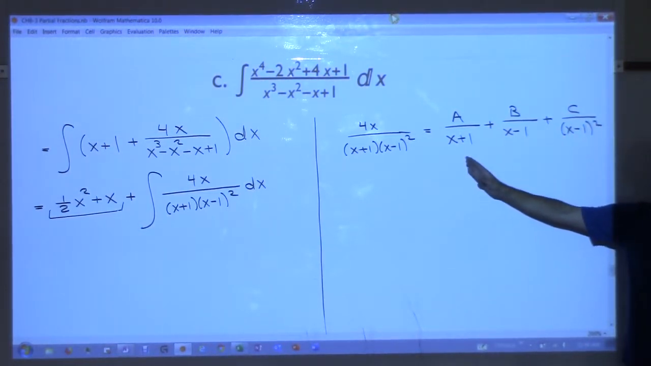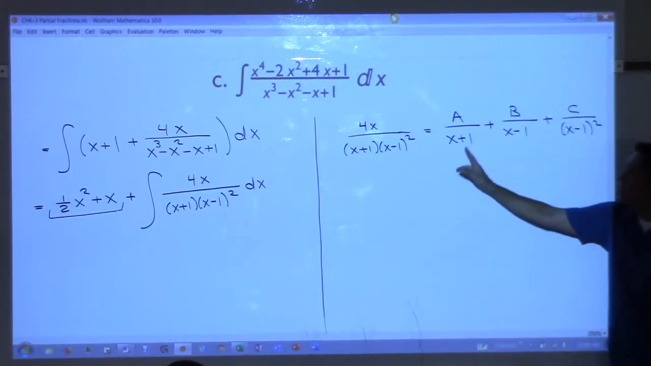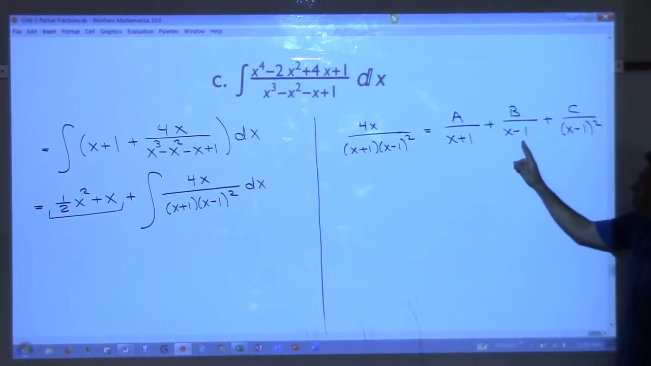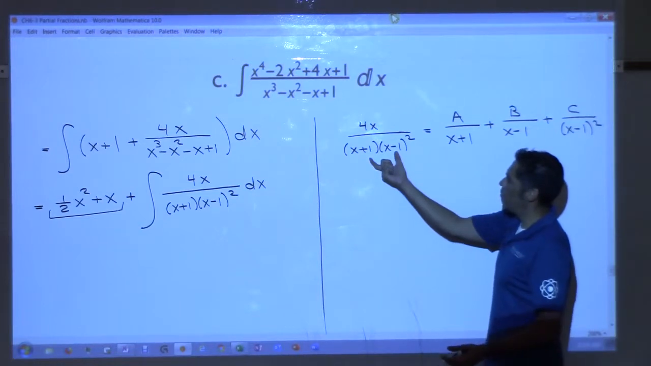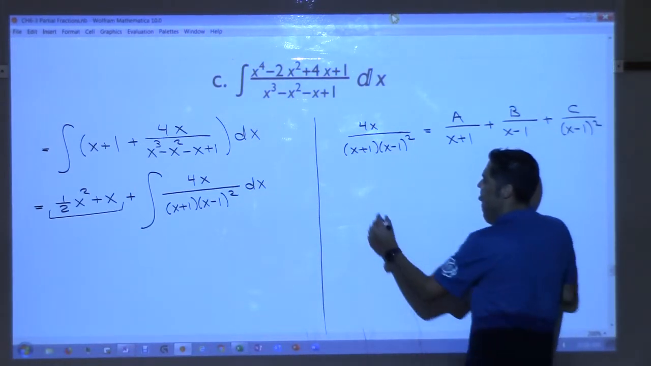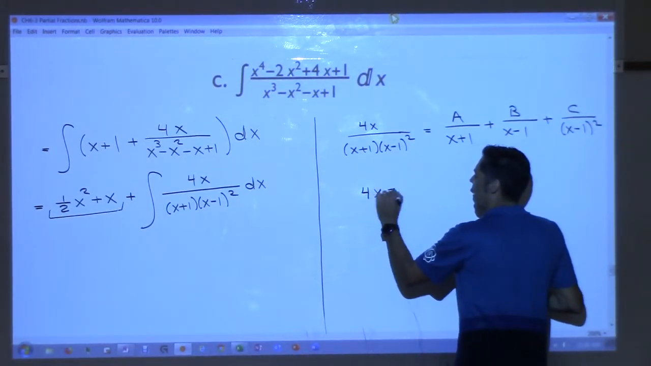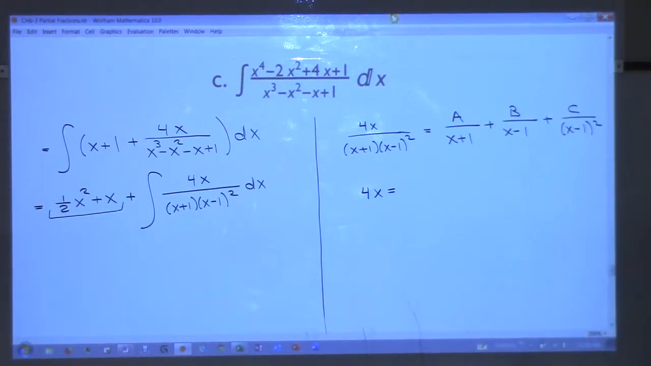This is it. Constant over the first linear factor, constant over the second one, then remember the powers come up. And now we clear the fractions. So we multiply the left side by this. What would be left over here on the left? 4x.